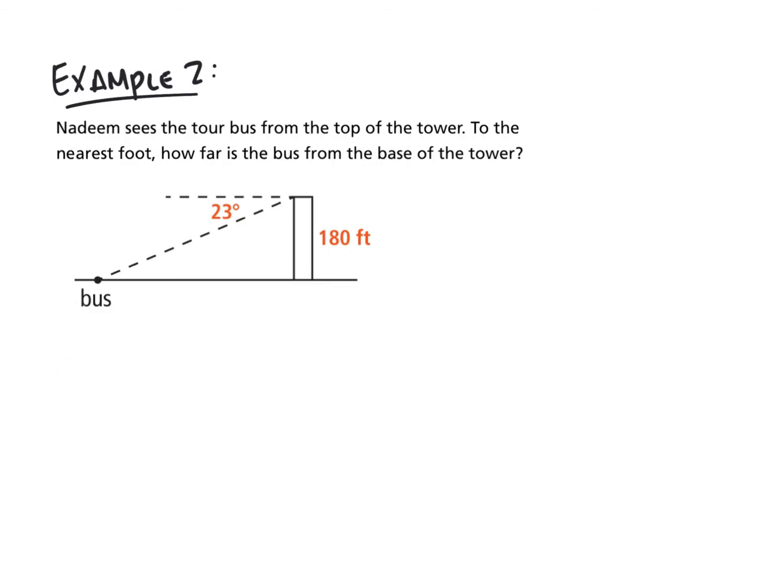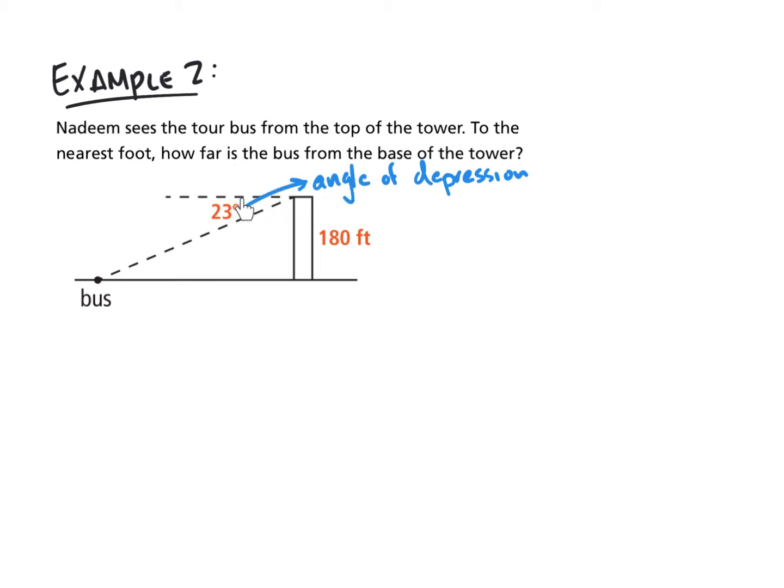Let's look and see in this problem what we're going to need to use. It says Nadim sees the tour bus from the top of the tower. So we're assuming that this picture here has this representing the tower that Nadim is standing on right up at the top, looking down at the tour bus. And we can see this 23 degrees is her angle of depression, that we learned about in the last video. To the nearest foot, how far is the bus from the base of the tower?